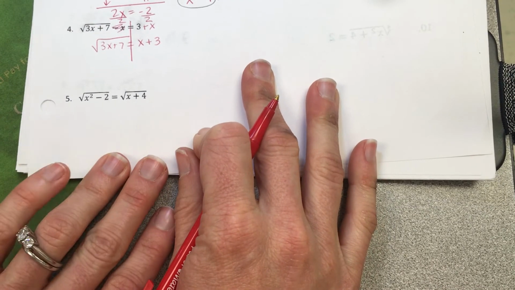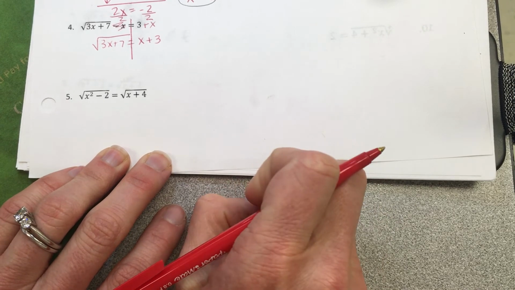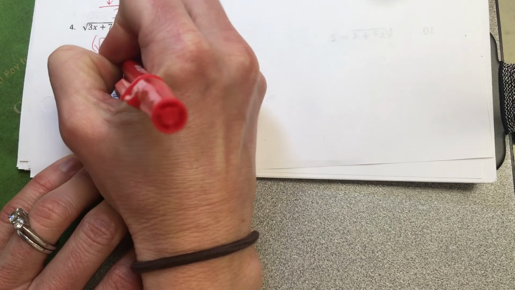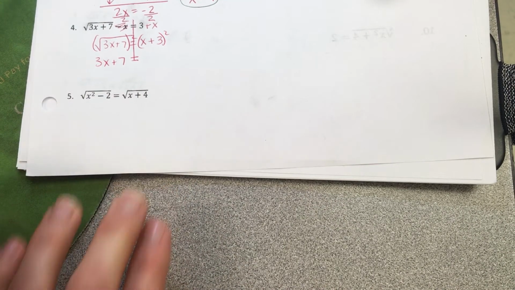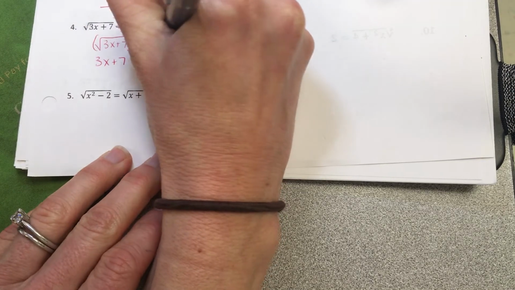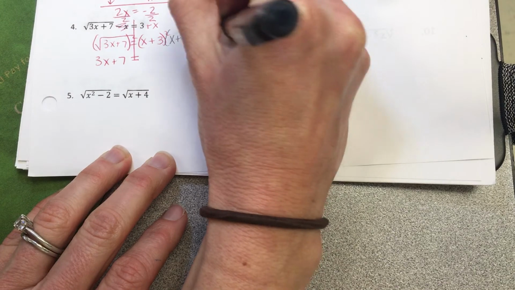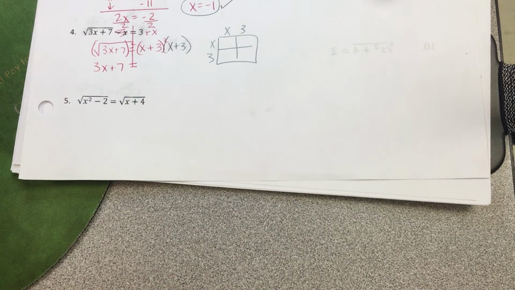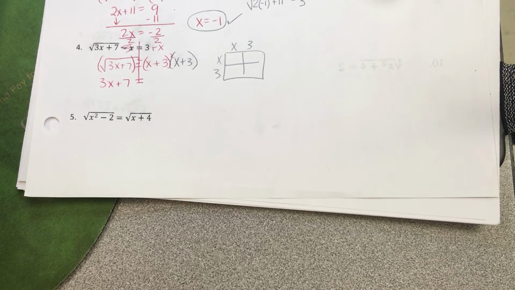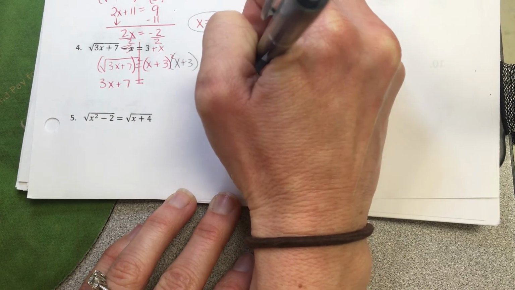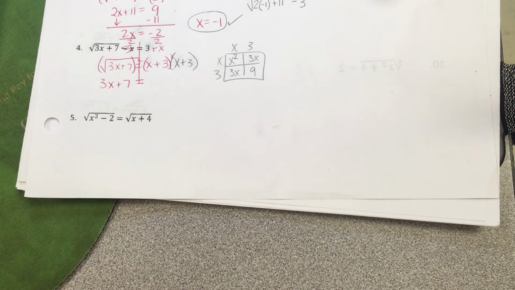All right, somebody who hasn't answered today, what do you do to both sides? Very good. Square both sides. All right, this is one of those nasty ones because what do I have to do with x plus 3? Write it twice and then FOIL or box. X squared, 3x, 3x, and 9. Do y'all agree with that? Okay.